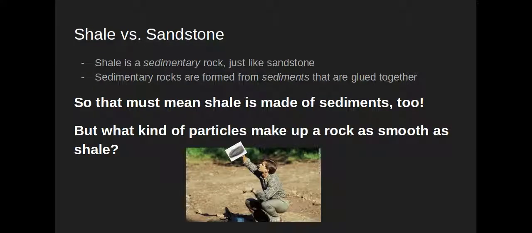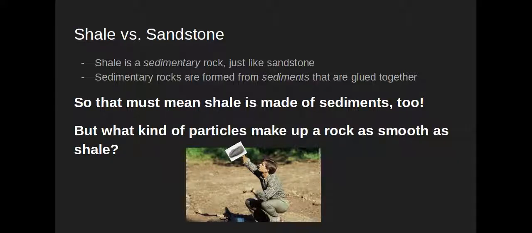So again, shale is a sedimentary rock, and sedimentary rocks are made out of sediments. That's where the name comes from. Just like sandstone, which is made out of sand, which is a sediment. So those sediments are glued together some way through cementation, we talked about, through groundwater.